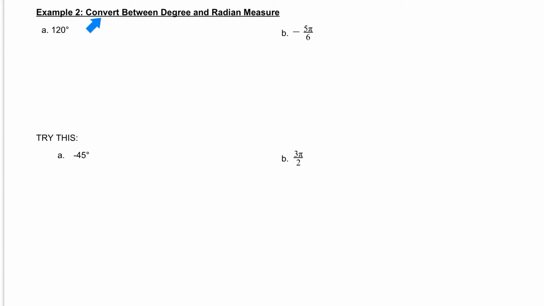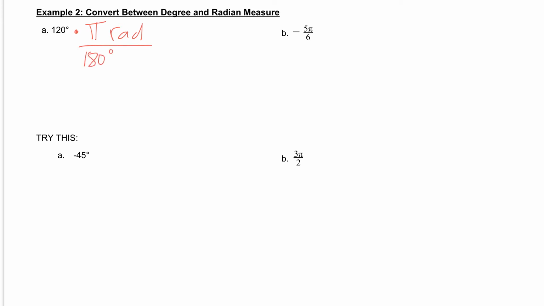In this example, we're going to be converting between degree and radian measure. So in letter A, we have 120 degrees, and we want to convert it to radians. To do that, we're going to use the conversions that we talked about right above. If we're going from degrees to radians, we're going to multiply by pi radians over 180 degrees.